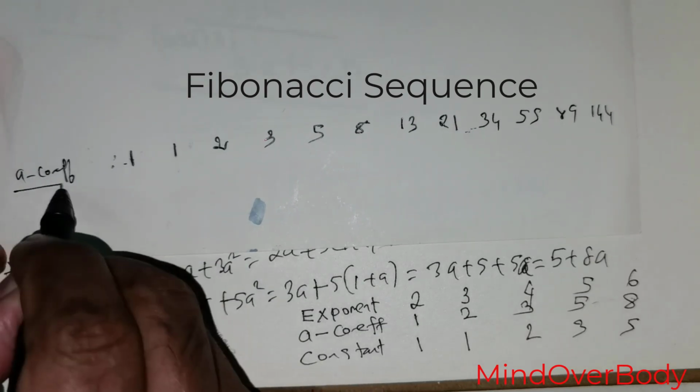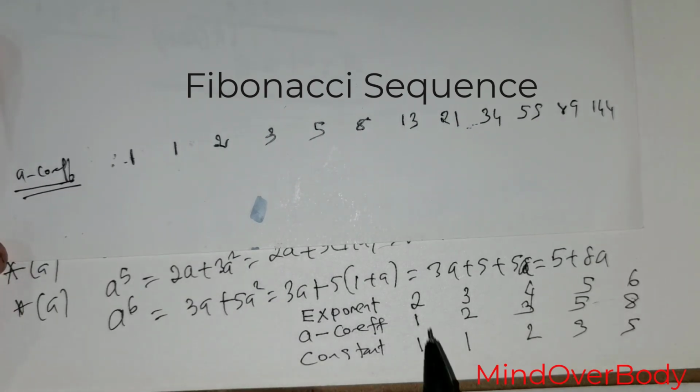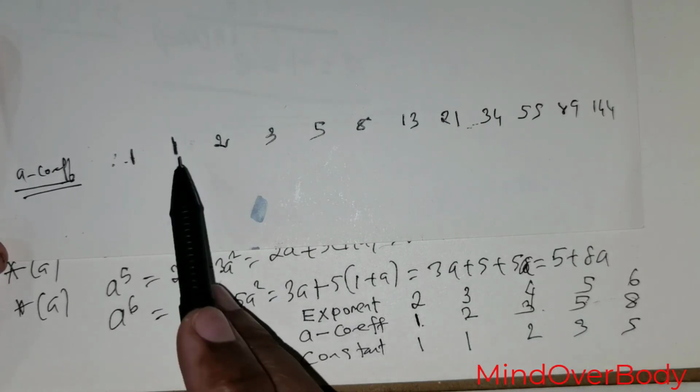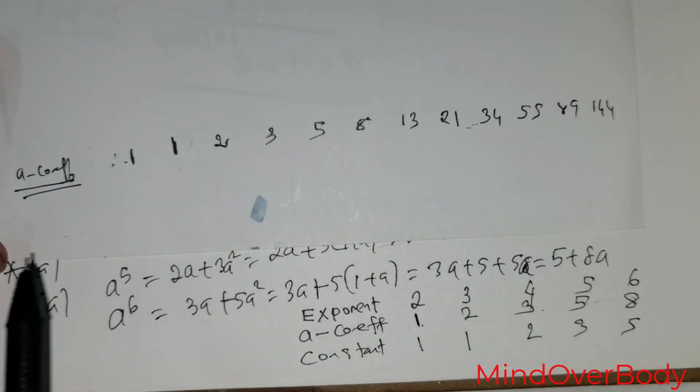Now this is exactly what is present, but the only thing is that this starts from 1. You see that? 1, 2, 3, 5, 8. But we don't have this initial 1 here.